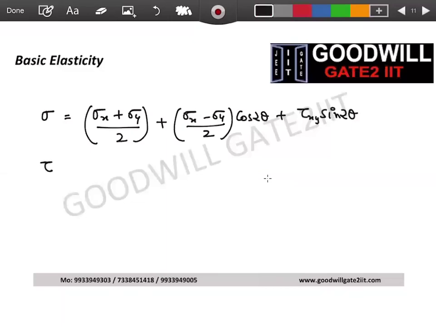And you can also calculate tau on any angle. So they can give you sigma x, sigma y, tau xy, and ask us to calculate what is sigma and tau on a plane at an angle of 30 degrees, 45 degrees, 60 degrees, whatever they ask, we can calculate using this formula. Tau equals ((sigma x minus sigma y) divided by 2) into sin 2 theta minus tau xy cos 2 theta. If they don't want it at any particular angle, then they can ask, please tell us principal stresses, maximum shear stress, principal plane, all these things they can ask.